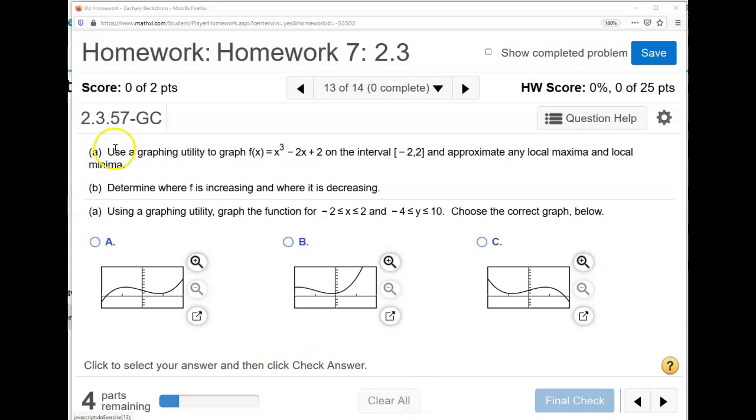I want to take a look at number 13, in section 2.3. It says using a graphing utility, that's your TI-83 or TI-84 calculator, we want to graph this function here, x cubed minus 2x plus 2, on the interval -2 to +2. That's the x values that you want to set your window with, and that also gives you down here the y values that they want you to set in your window. So let's go ahead and do that.